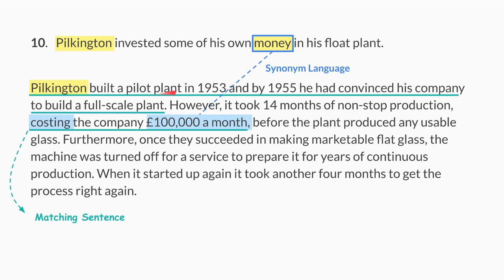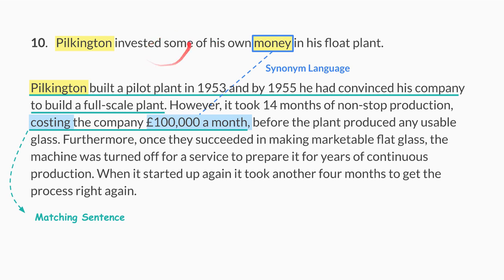Let's go ahead and read our matching sentence. Pilkington built a pilot plant in 1953, and by 1955, he had convinced his company to build a full-scale plant. However, it took 14 months of non-stop production, costing the company £100,000 per month. All right, so you have the matching sentence right here. You have the question sentence right here. What are you supposed to do now? What should you do?